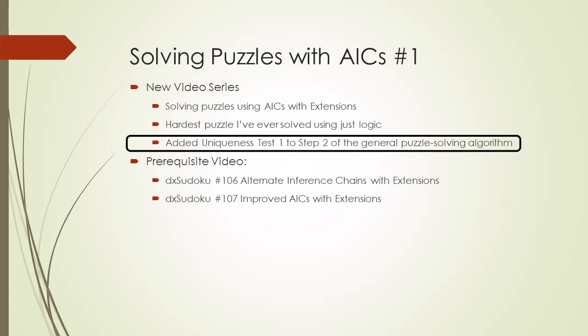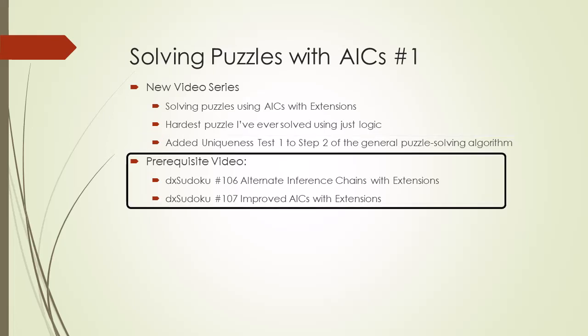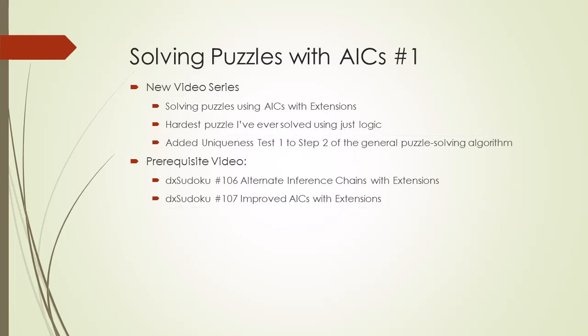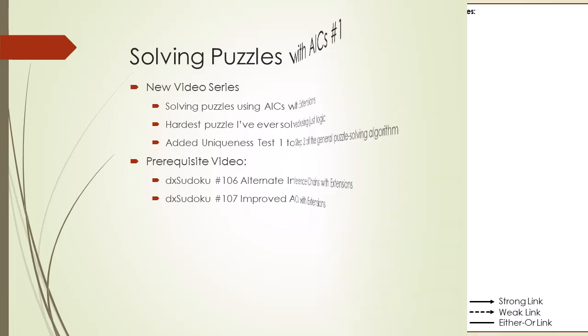I've updated step 2 of the general puzzle solving algorithm to include the uniqueness test type 1. Uniqueness test 1s are so easy to spot, I figured this technique should be included. Here are the prerequisite videos for this video. Strap on your seatbelts, here we go!